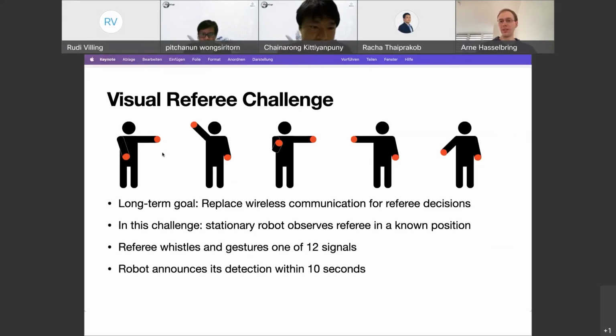Third challenge is the visual referee challenge, which aims at replacing the wireless for the game controller, so that the robots have to figure out the game state themselves, and they do not have ground truth information. And in this challenge, there is a single robot which observes a referee that stands at the side of the field and whistles and then gestures one of 12 signals. You can see some of them here. And the robots have to detect this and say which signal they saw, and then based on whether they are correct or not, they get points.